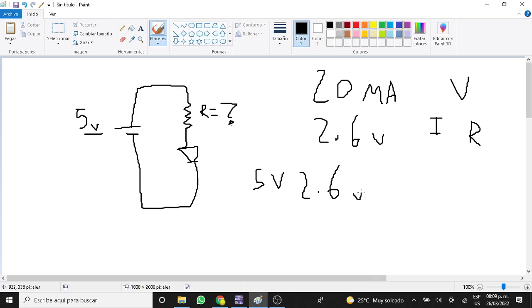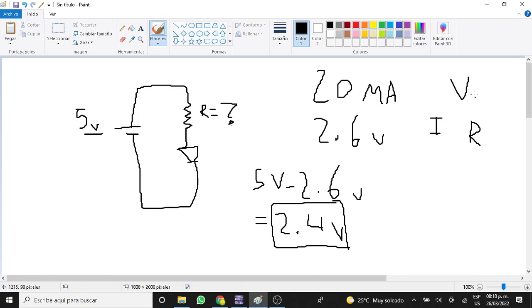to subtract this. 5 minus 2.6 is equal to 2.4 volts. Okay, and now we have the voltage drop between the source and the LED.